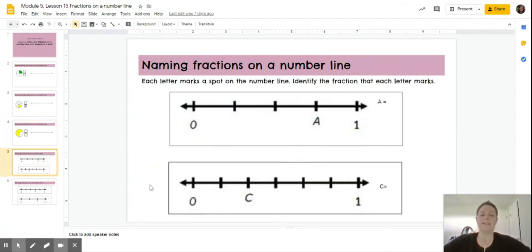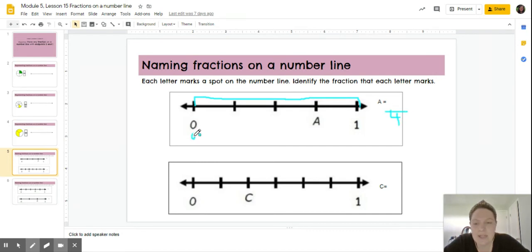All right, let's take a look at these 2 number lines. This says each letter marks a spot on the number line. Identify the fraction that each letter marks. Okay, so now the number line is already made for me, and I have to identify what fraction this letter represents. So again, I'm going to use that bar to help me out here. So I'm going to draw a bar above this number line, and I see that this whole is partitioned into 1, 2, 3, 4 sections. So I know that my fraction is fourths.